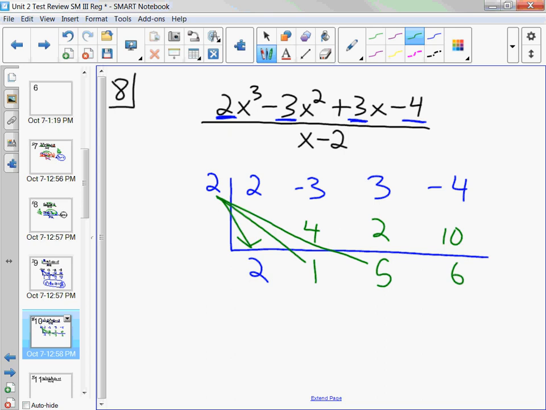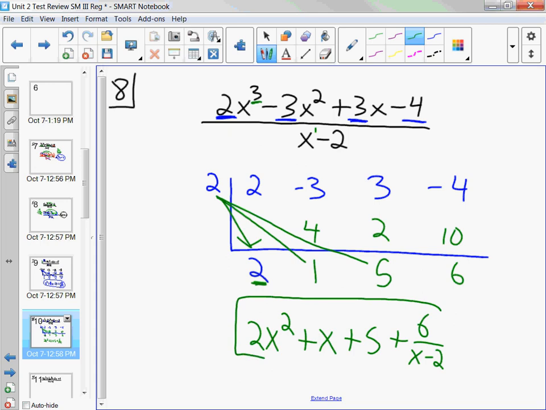And so, since my first term up here is x cubed, and I divided an x first in that, that's going to reduce that to an x squared. And my coefficient for that number is 2, so 2x squared. And then in descending order of exponents, 1x plus my constant 5 plus my remainder 6 over my divisor, x minus 2. That is how you do synthetic division.